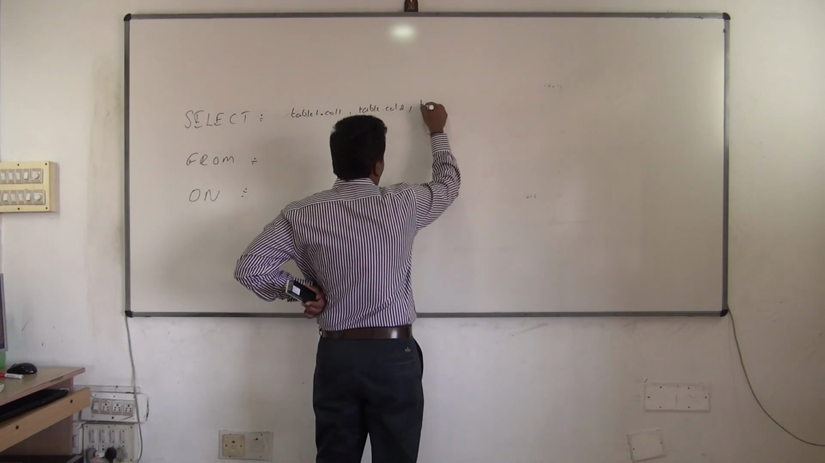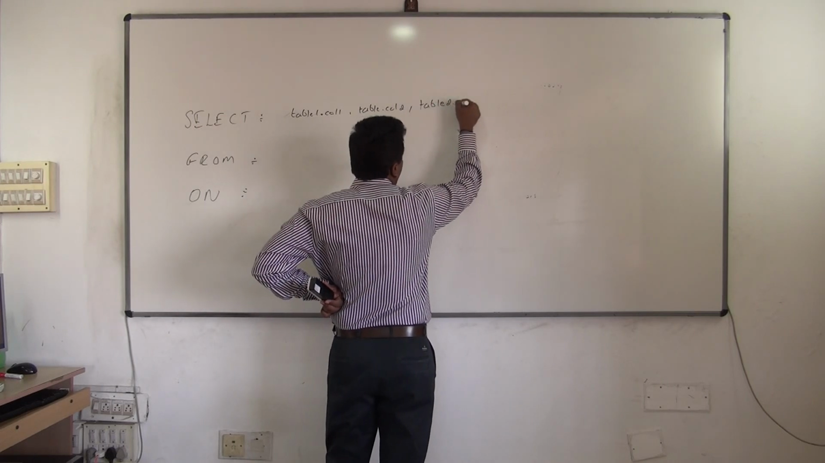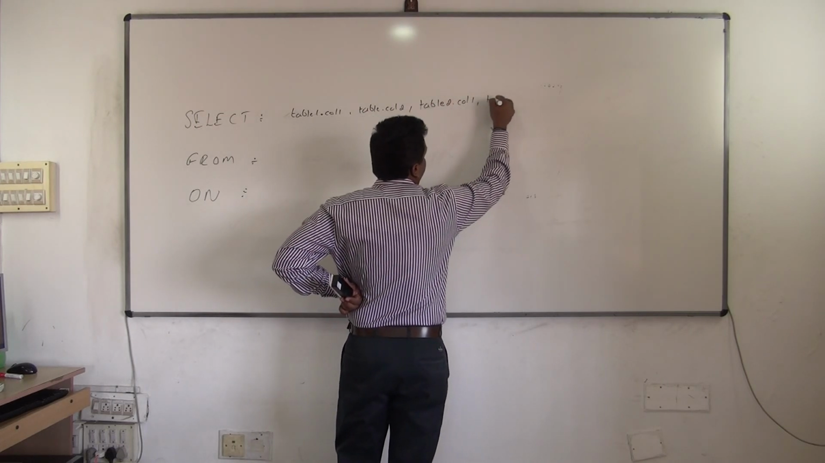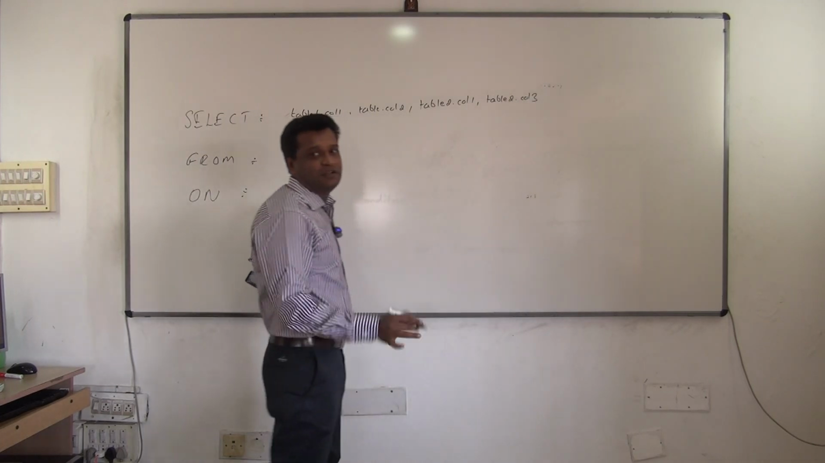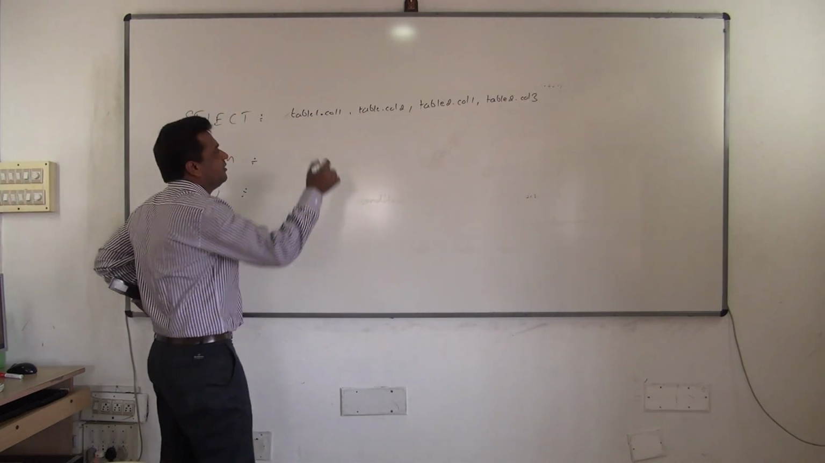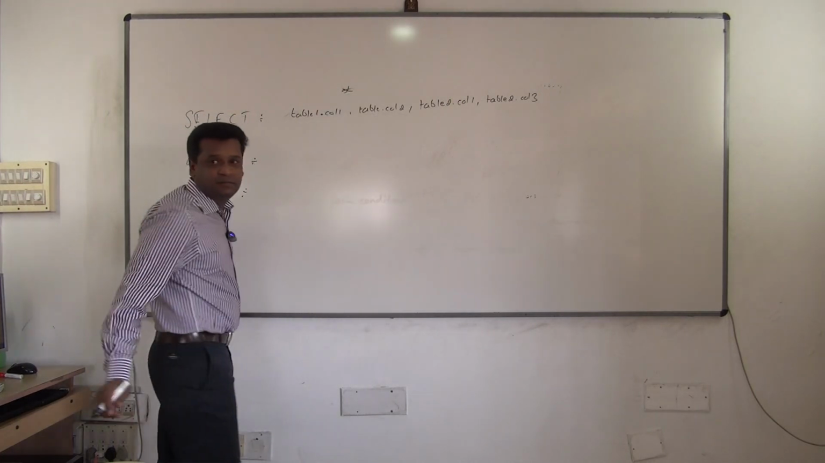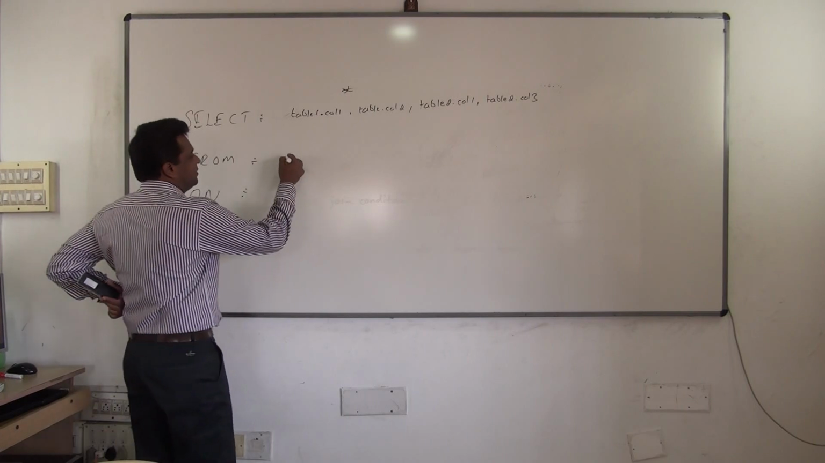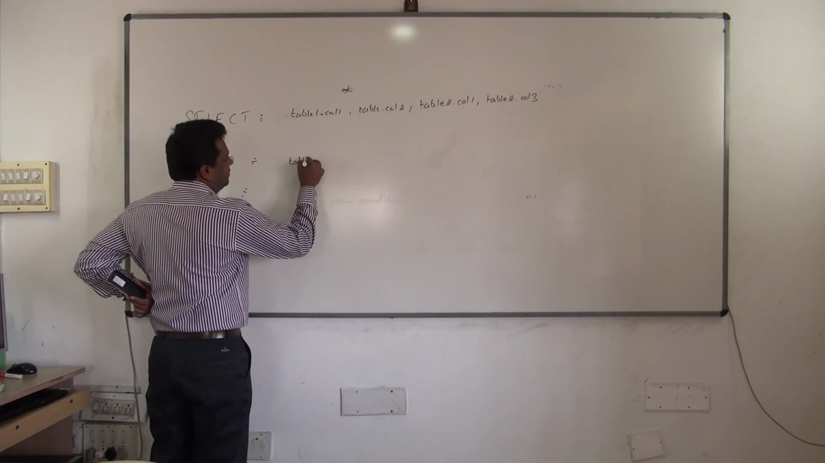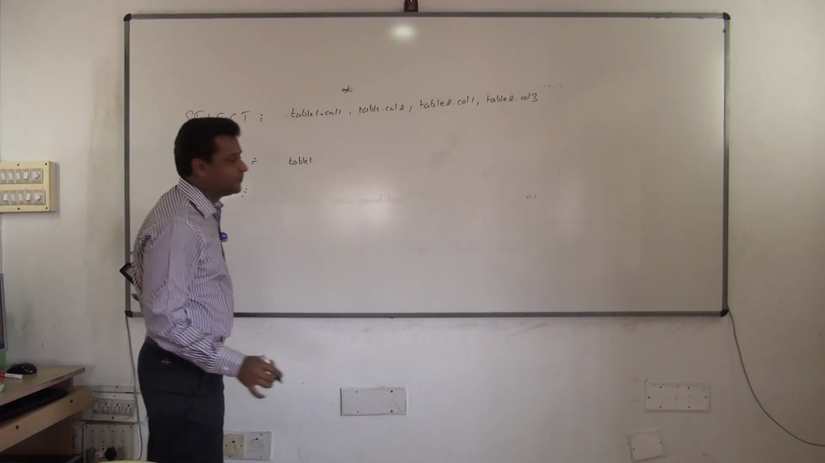Then next you can select from table 2 also. Table 2 dot column 1, table 2 dot column 3, like anything like that. So now if you are interested in all the columns, say star. See there is so many columns. Which column you want to select. Then next, see this. From table 1, fine.